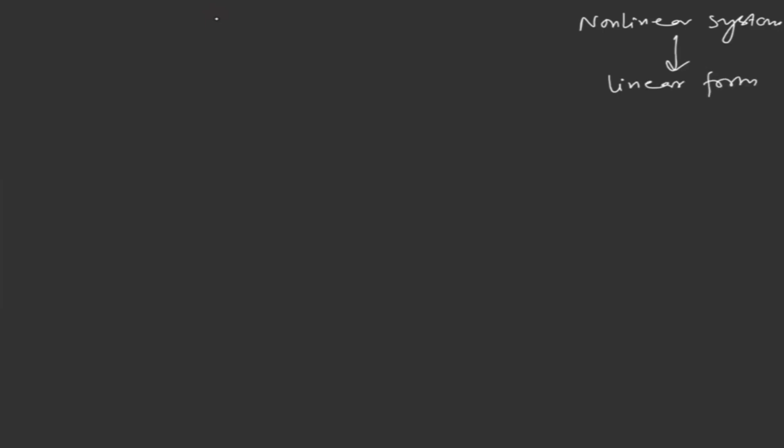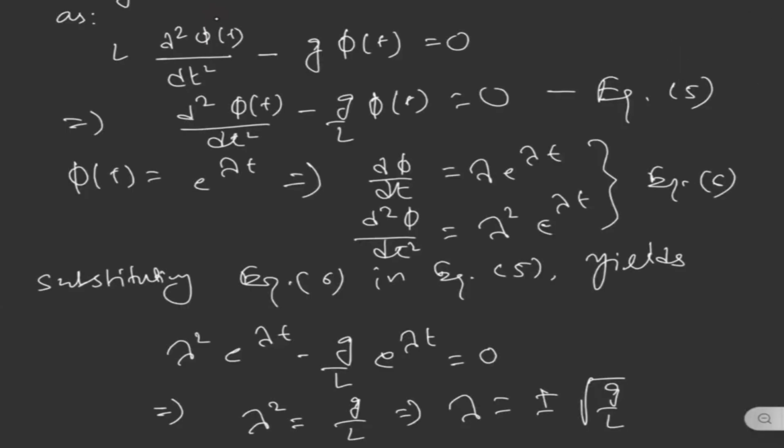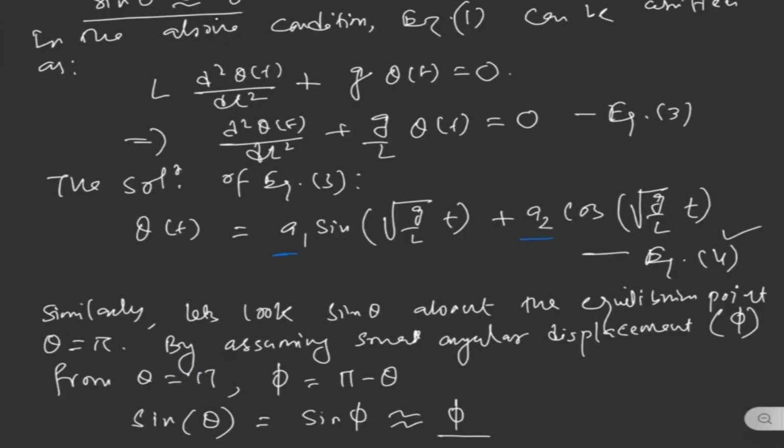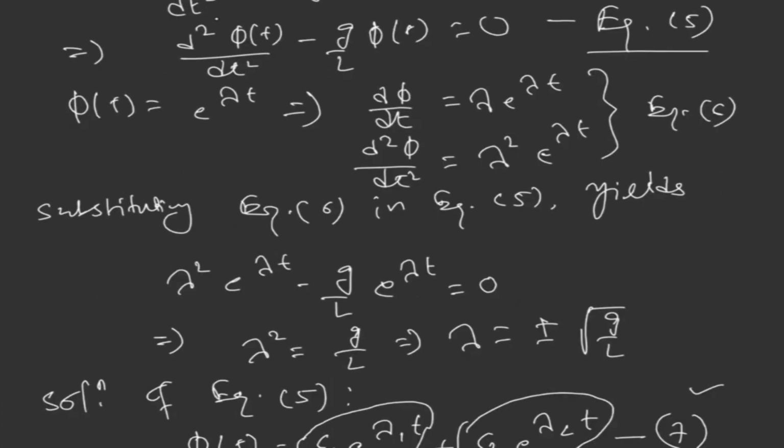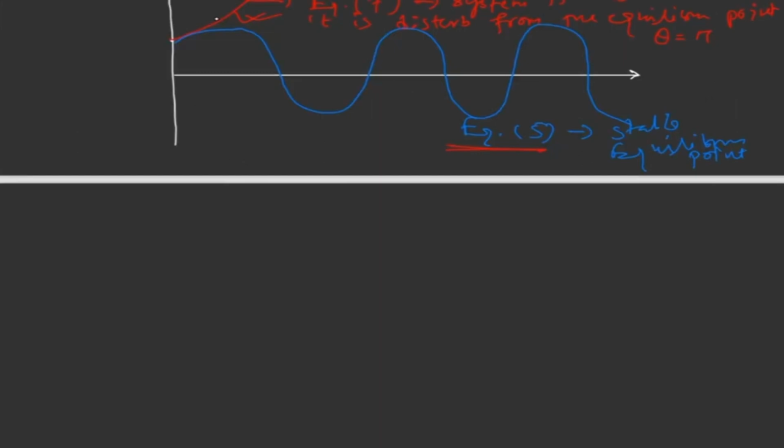What you have done in the previous example, if you look at equation number 5 and equation number 3, basically this is a linear system. But to come up with this form is quite tedious. So now we'll be using a simple method to come up with the linear form if you have the equilibrium points of the nonlinear system. So let's start with the same example.